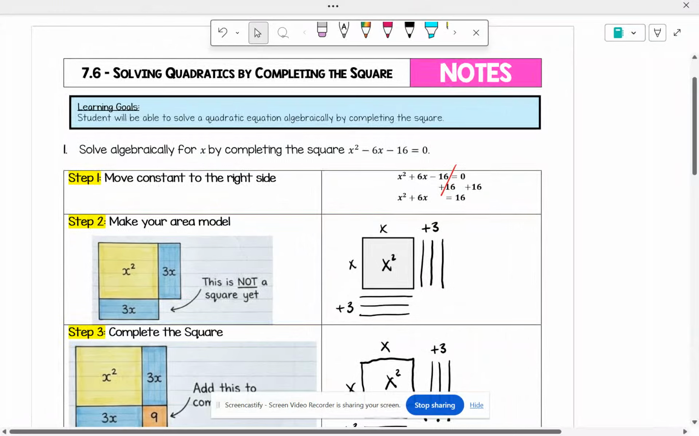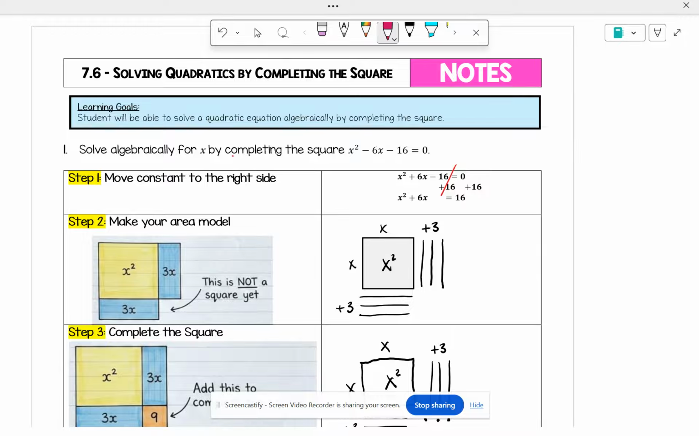Question 1. Solve algebraically for x by completing the square. Now remember, we only complete the square when the directions tell us to complete the square. And since the directions have told us to complete the square, dead giveaway, we will be completing the square to solve this thing.